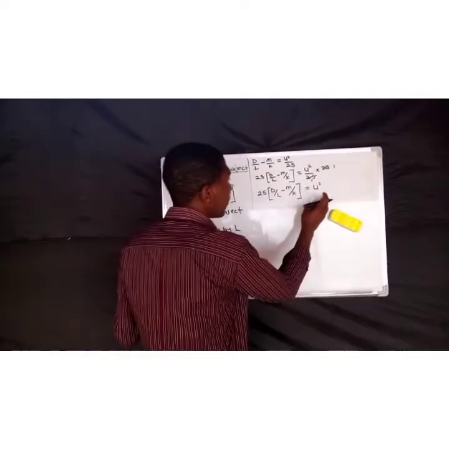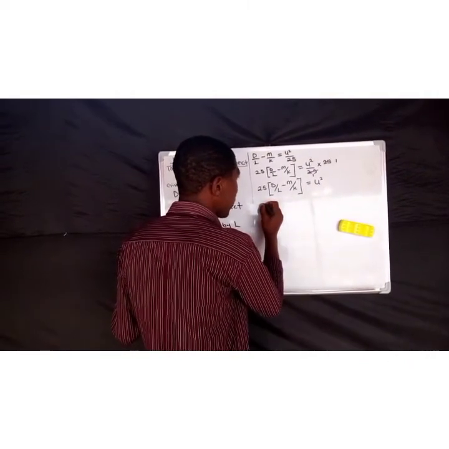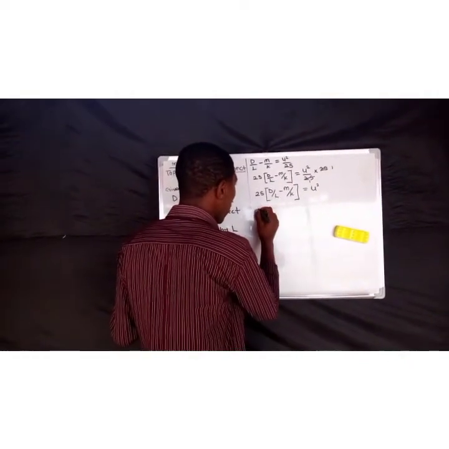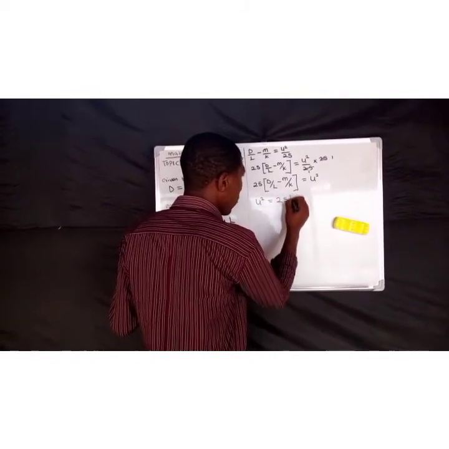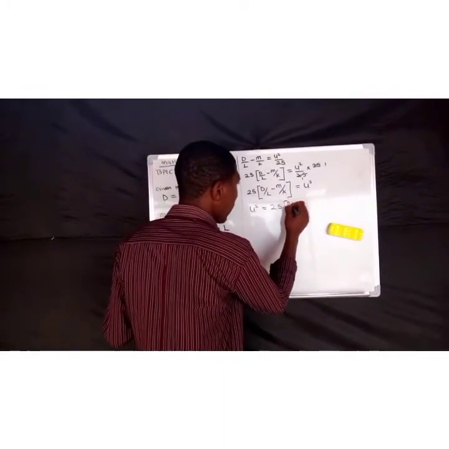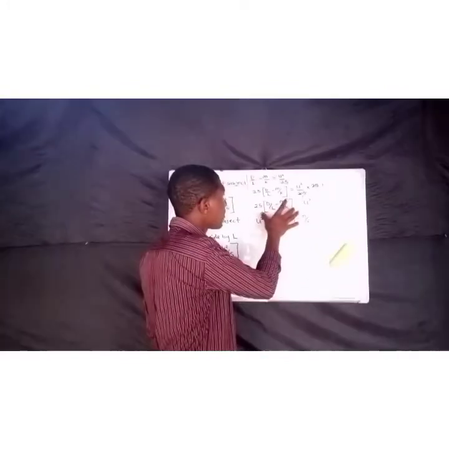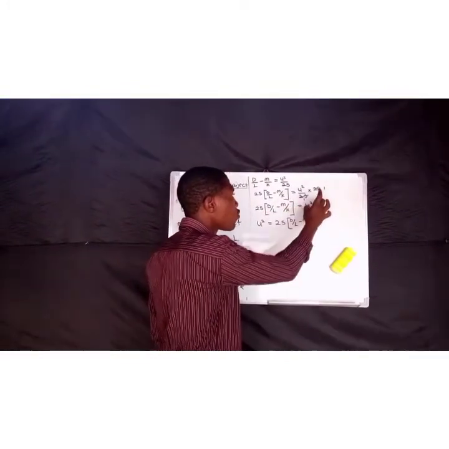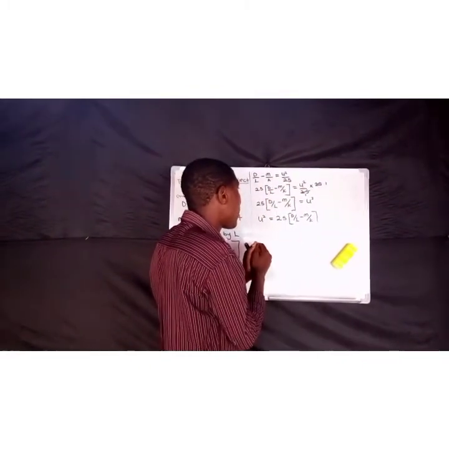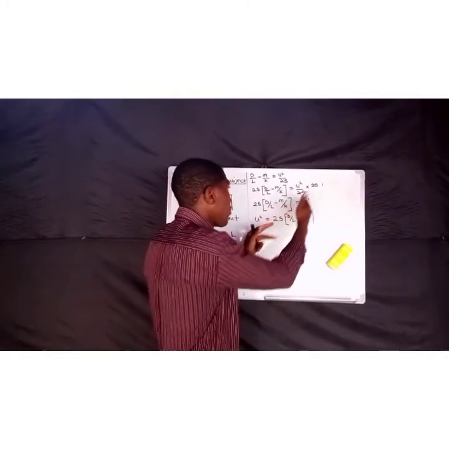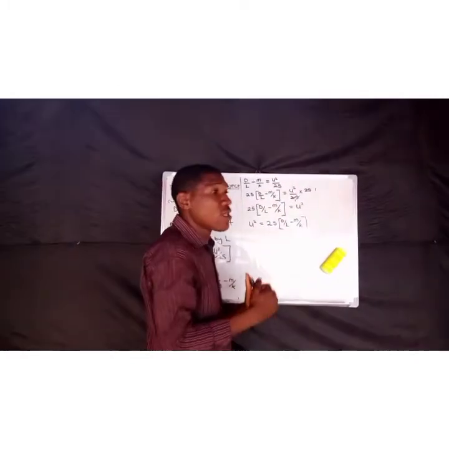So this expression can be written as: U square is equal to 25 open bracket D over L minus M over K close bracket. If this expression on the left hand side of the equality is equal to U square, it means that U square is also equal to this expression. It doesn't matter where they are. So I can as well carry this U square to the left hand side and bring this expression to the right hand side.